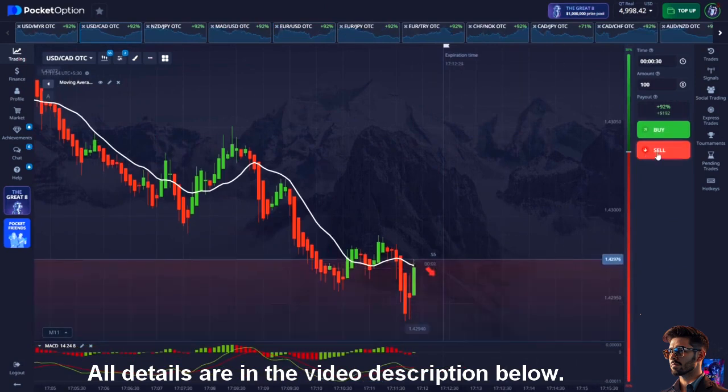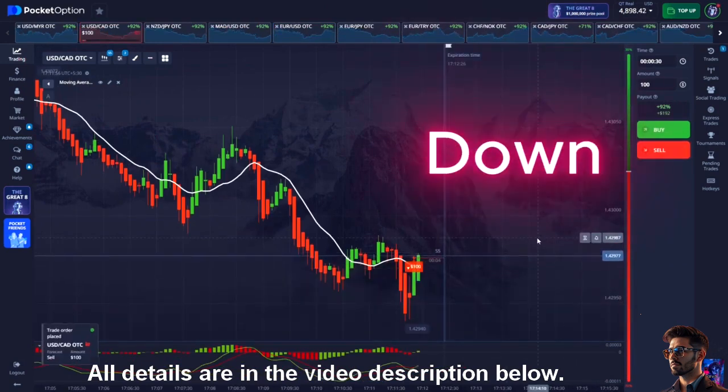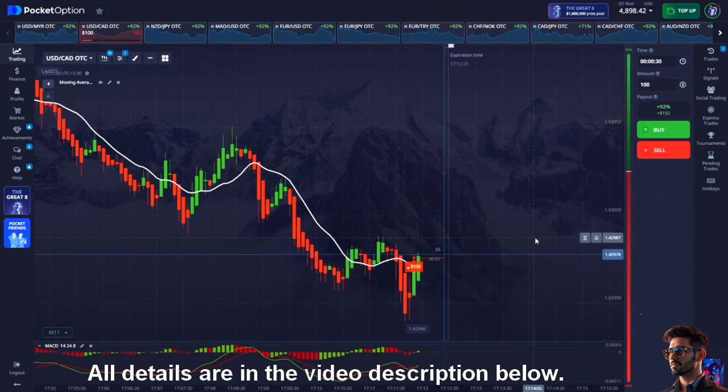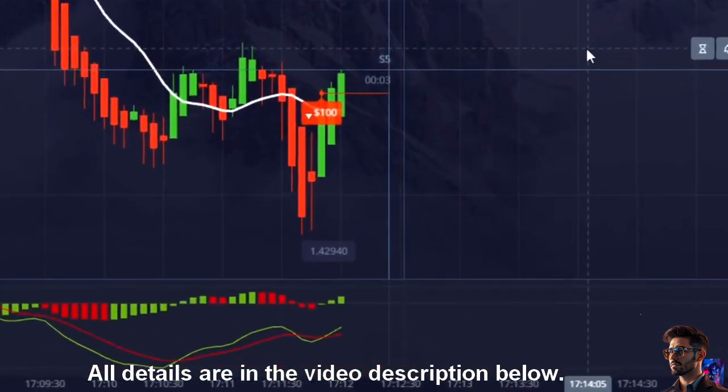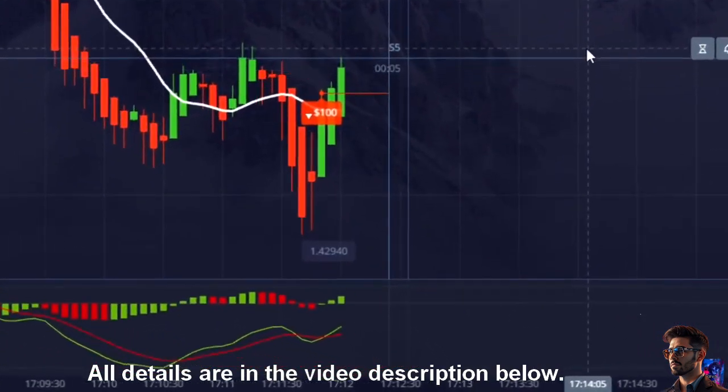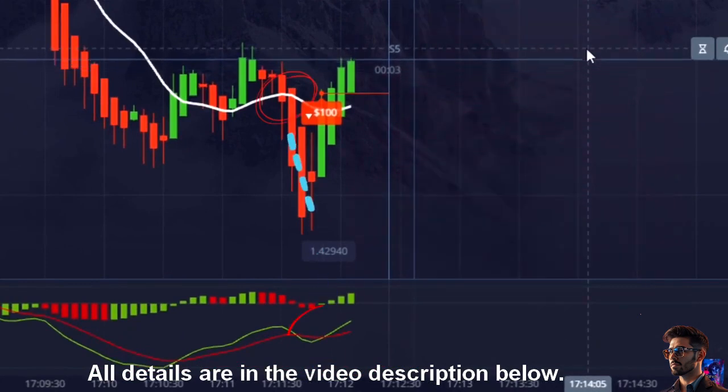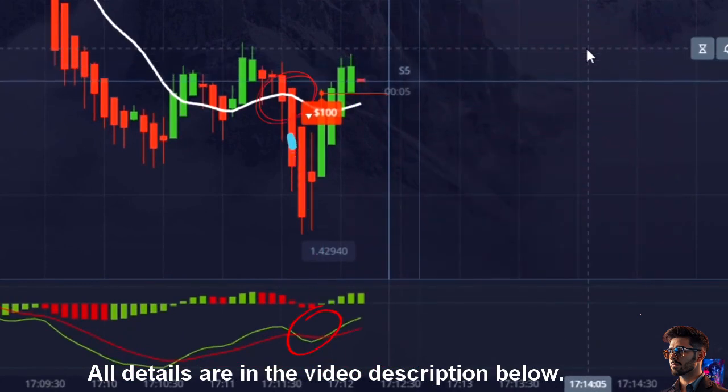Here again, we are getting an opportunity for a downward direction trade. We took trade for the downward direction because the market was crossing the white line of moving average in the downward direction, and MACD also crossed each other in the same direction.